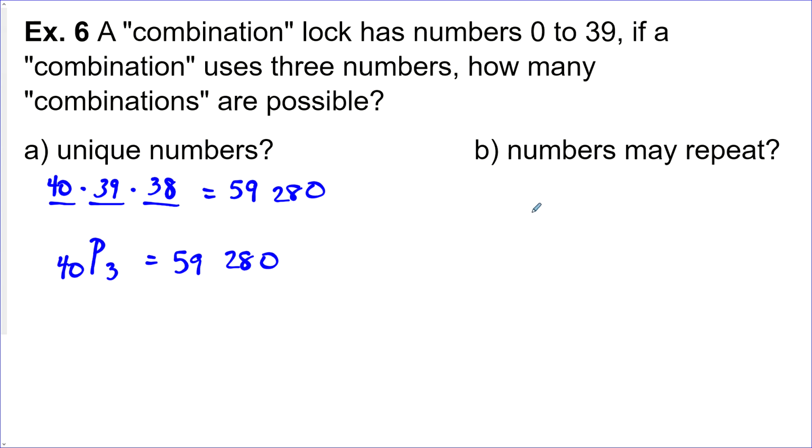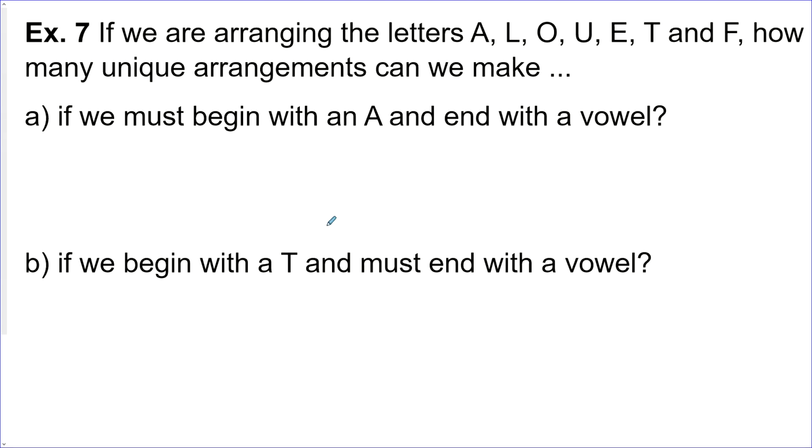What if the numbers may repeat? Then we'd have 1, 2, 3, and each time we'd have all 40 options. So this would just be 40 cubed, which would be 64,000 different so-called combinations.